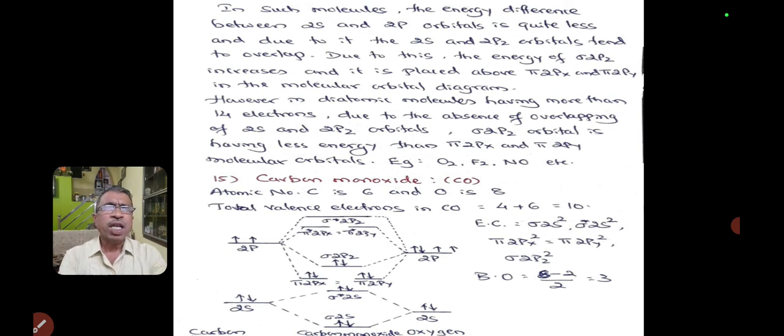Now let us take the molecular orbital diagram; we were discussing heteronuclear molecules. In heteronuclear molecules, the energy difference between 2s and 2p orbitals is quite less, and due to it, the 2s and 2pz orbitals tend to overlap and also to mix.